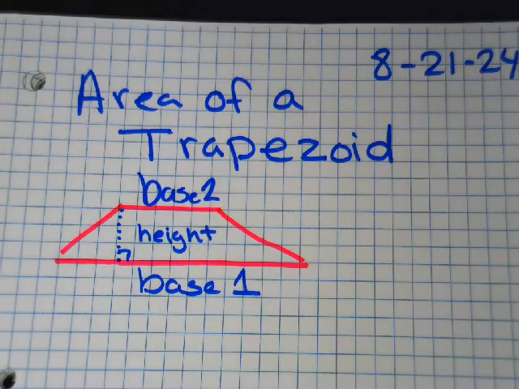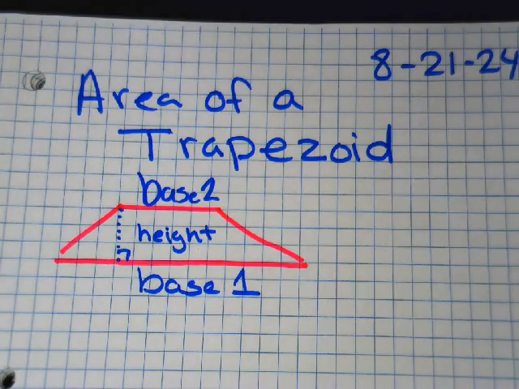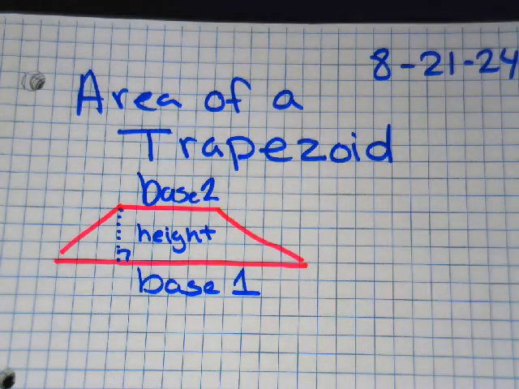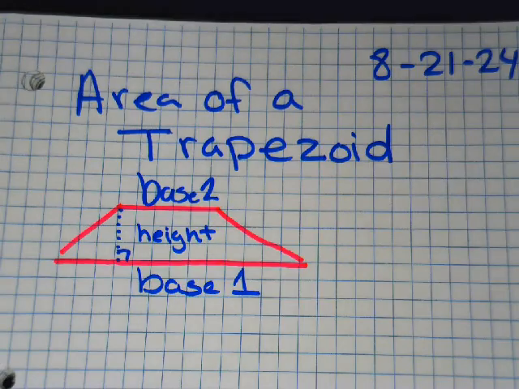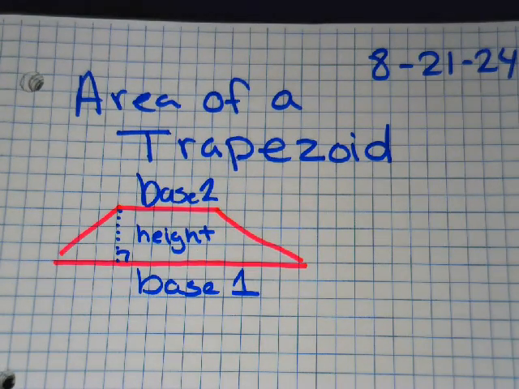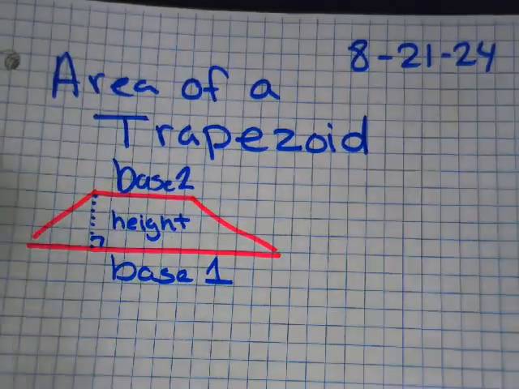Wait, is there like height 1 and height 2? Not for this one. Not in 7th grade. I can't think of anything right now. Miss J and I will come back to you if there is a shape that has 2 heights.